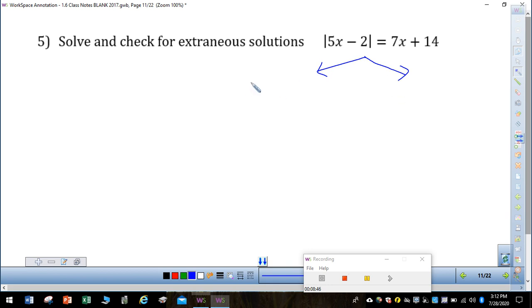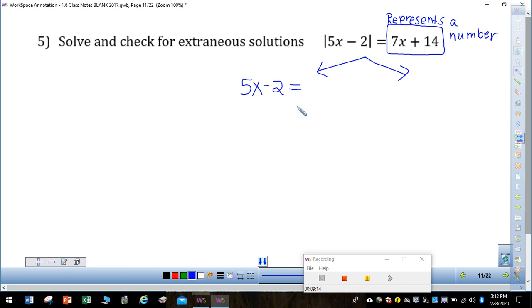So let's think about this first equation. I'm going to start by writing 5x minus 2, no absolute value needed here. And this 7x plus 14, so even though we don't know what x is yet, this side represents a number. Eventually when we solve for x, we'll know what that number is. But just think of it as a number. Even though it looks like algebra right now, it looks like an expression, think of it as if it was a number, like 10 or 15, just regular numbers.